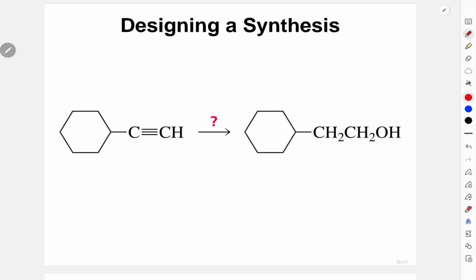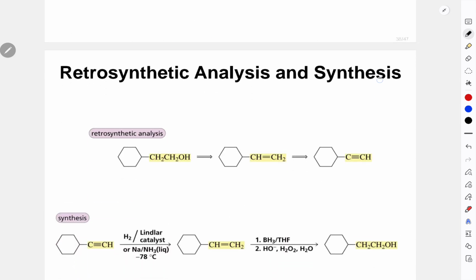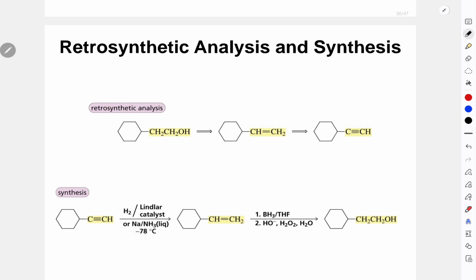I guess this is the final one. Yeah, what about this one? This is actually a simple one. You can make alcohol from this terminal alkyne. And you can think of perhaps the hydroboration from alkene. So for making this, you can first think about alkene, right? Hydroboration followed by oxidation. You can create the alcohol at the terminal position, right?